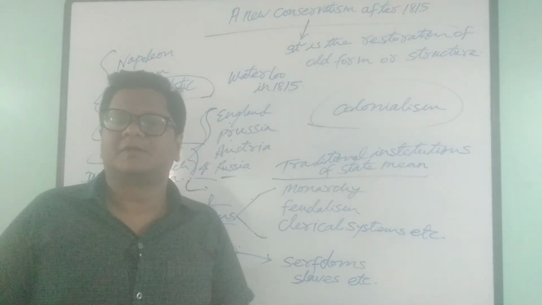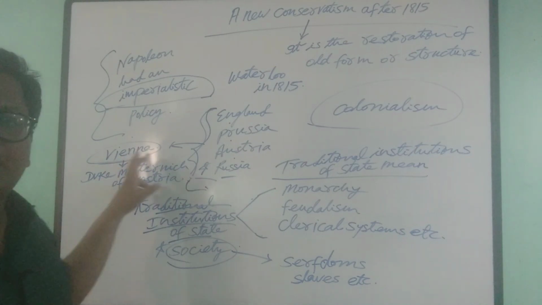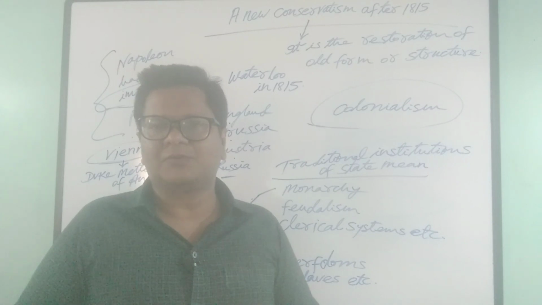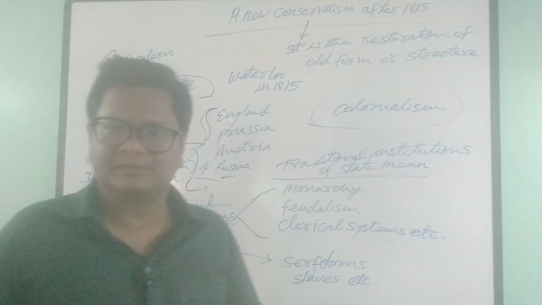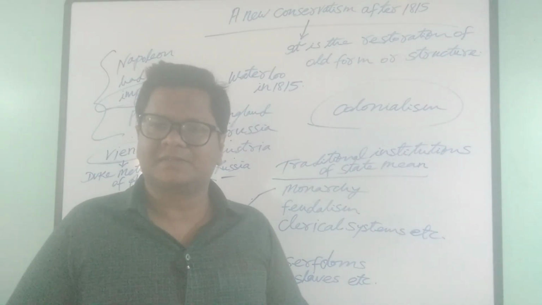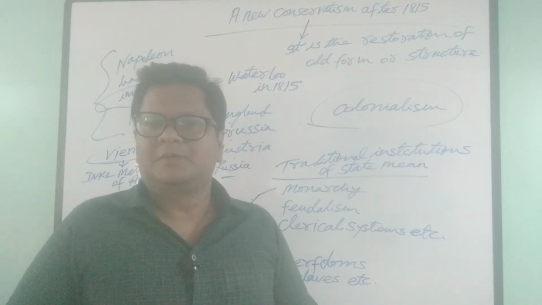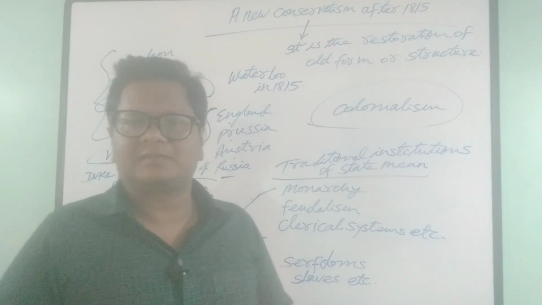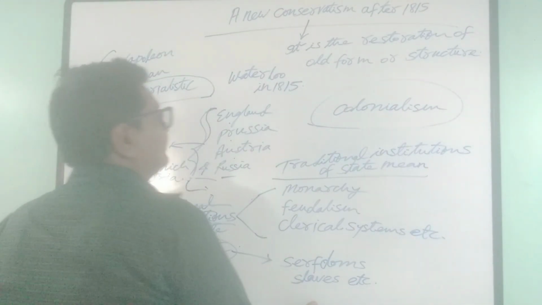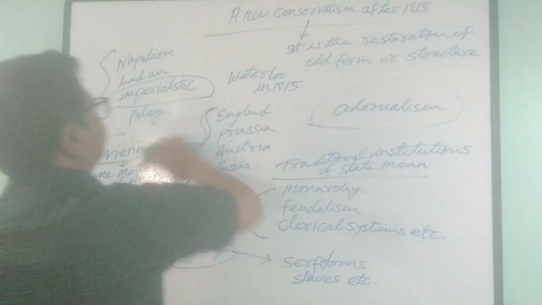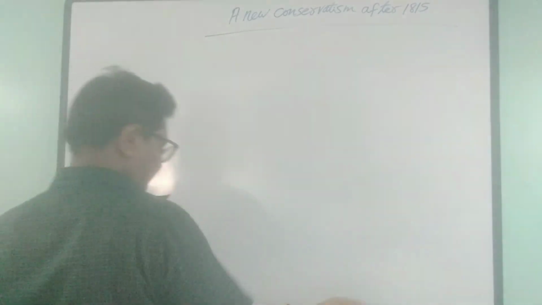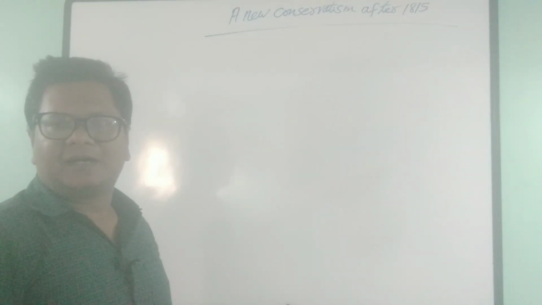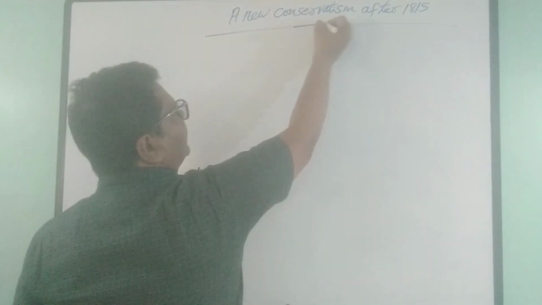A congress met at Vienna in 1815 and they decided that they would undo all the acts or injustices done by Napoleon Bonaparte. So according to the decisions of the Vienna Treaty, let us discuss the changes that were made after the Vienna Agreement of 1815.